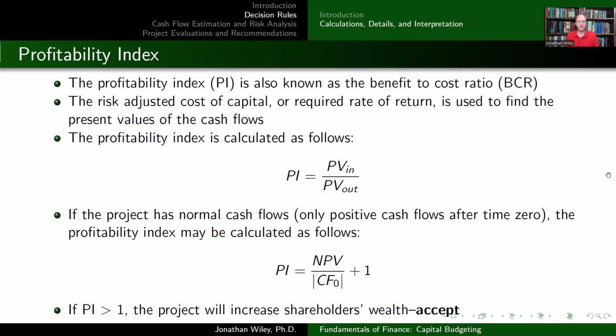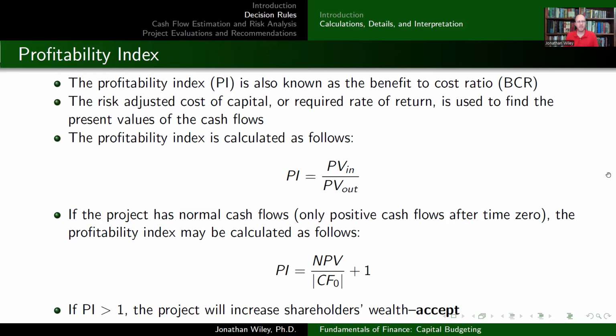To calculate the profitability index, we take the present value in and divide it by the present value that went out, and we see where we wind up. It makes sense that I would want the present value coming in to be higher than the present value going out. So we like a profitability index that is greater than 1. That would increase shareholder wealth. In other words, I'm receiving more in terms of present value than I paid out to do the project.